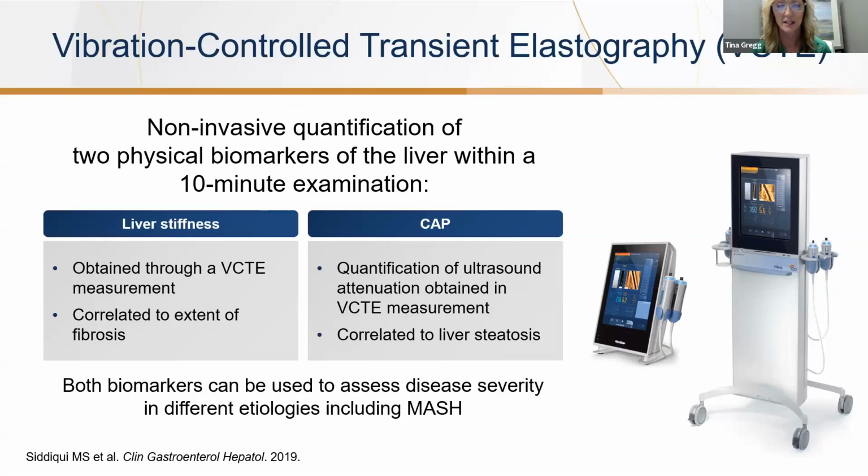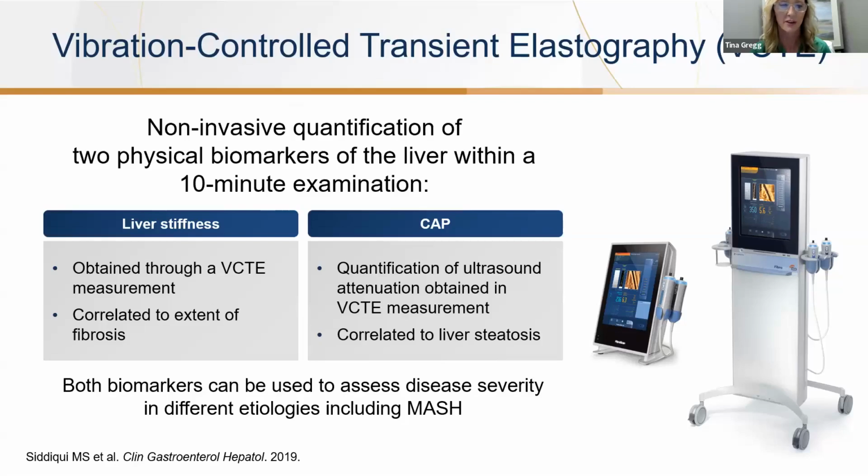It's a non-invasive ultrasound-based test used to measure both liver stiffness and fat content in the liver. So you get 2 different pieces of information at the same time with FibroScan. It's considered a point-of-care test. Results are immediate. It can be done at bedside. It takes about 10 minutes to do this test.